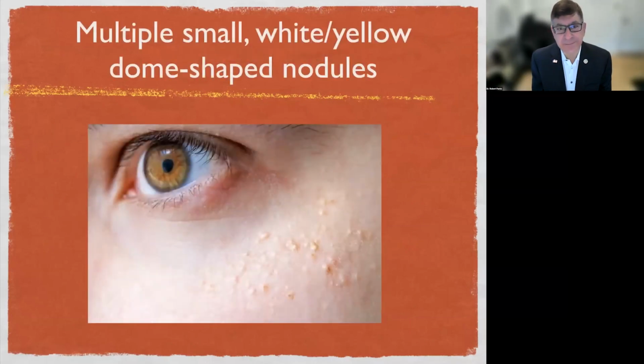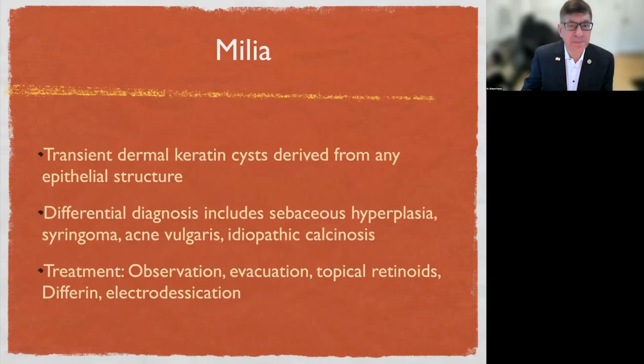How about this one? I guess I have that up first. It's the multiple small white, yellow, dome-shaped nodules. Hopefully that's similar to what you might have said. These are milia. These are transient dermal keratin cysts derived from any epithelial structure. Differential diagnosis includes things like sebaceous hyperplasia, syringoma, acne, and calcinosis. These can be observed safely or evacuated or treated with topical retinoids, Differin, or electrodesiccation.